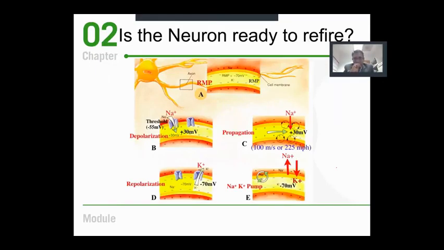So we looked at depolarization, propagation, right? And at a given point, again, repolarization, where the negative charge is restored. And the question is, is the neuron ready to fire again? Given that it is negative 70 millivolts again, do you think the neuron would be ready to fire again? So just think of this.